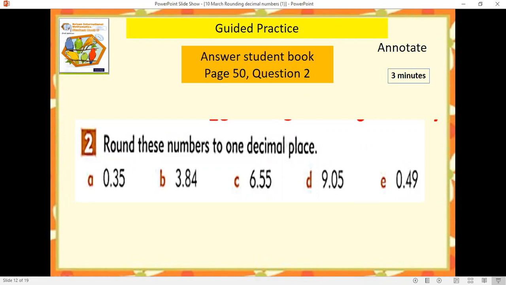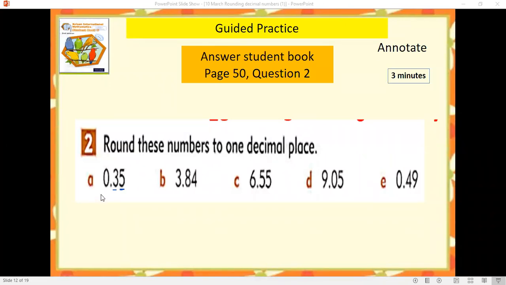Okay, now check your answers. Round these numbers to one decimal place. What did I tell you a while ago? One decimal place is the tenths place. Okay, so one decimal place is this one, and you have to think here. Now, can you tell me the answer?